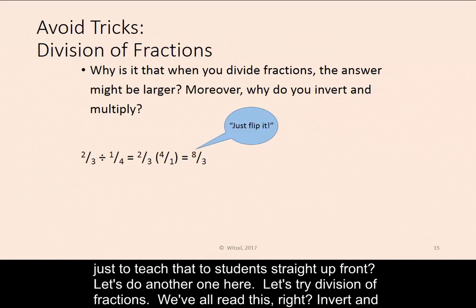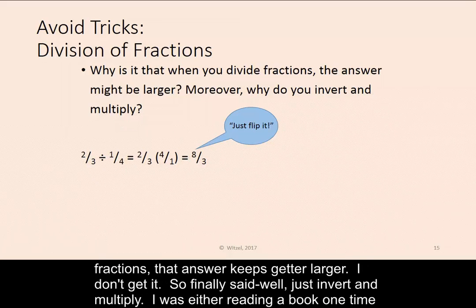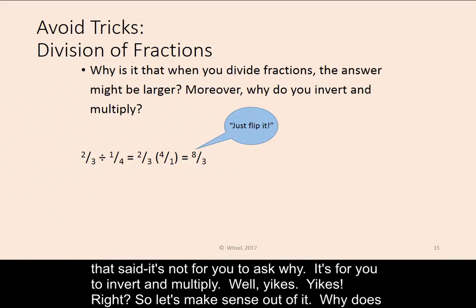Let's try division of fractions. We've all read this, right? Invert and multiply. And I've got students here that think when you divide, numbers get smaller. But wait a second, it blows my mind. When I divide fractions, that answer keeps getting larger. I don't get it. So finally we said, well, just invert and multiply. I was even reading a book one time that said, it's not for you to ask why, it's for you to invert and multiply. Well, yikes, right? So let's make sense out of it. Why does invert and multiply work?